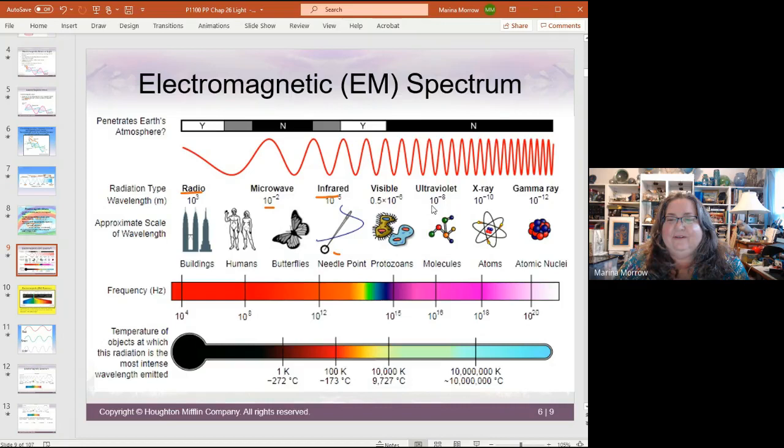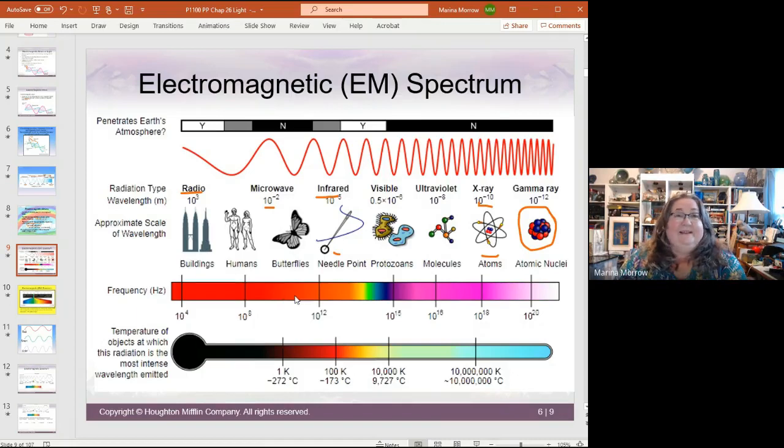But molecules are more the size of ultraviolet rays. And X-rays are the size of atoms. Okay, and a gamma ray is about the size of the nucleus of an atom. Okay, so wavelengths are getting smaller and smaller as frequencies get higher.